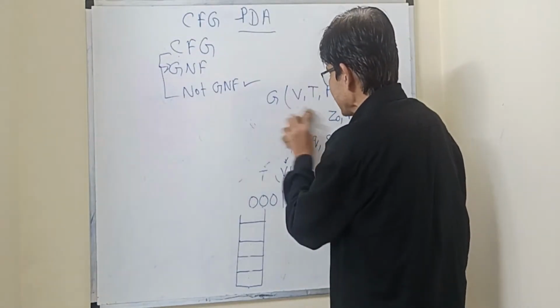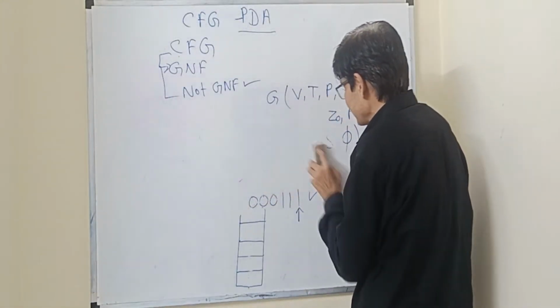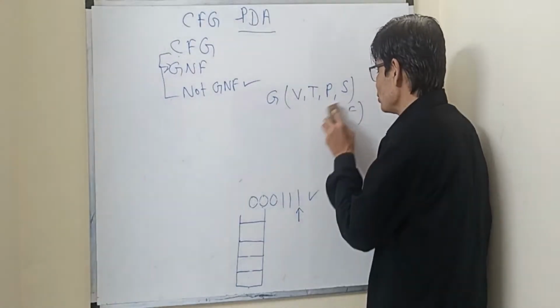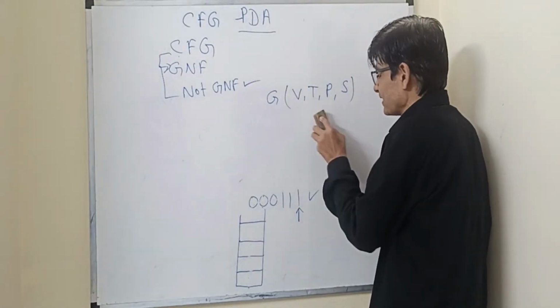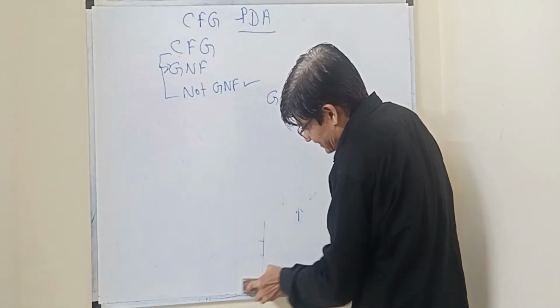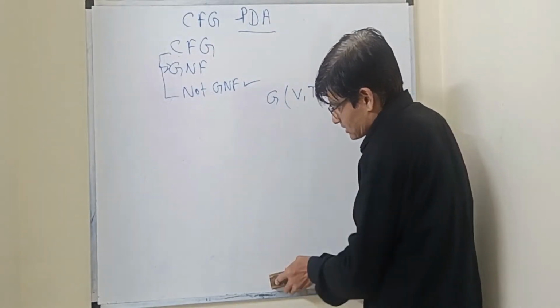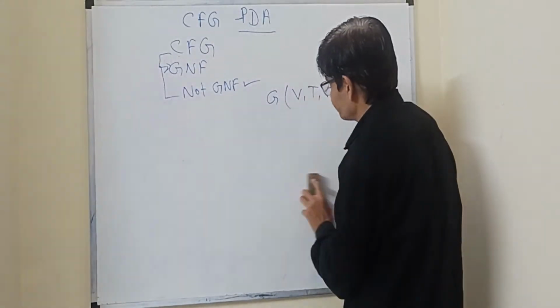So now we have taken one example where your grammar was not in GNF, and we have converted this grammar into an equivalent PDA. Now we will take one example where the grammar is already in GNF, and then we will again convert it into a PDA.